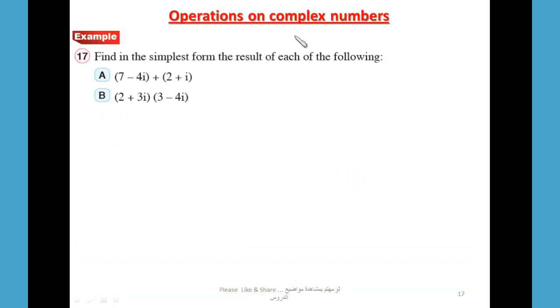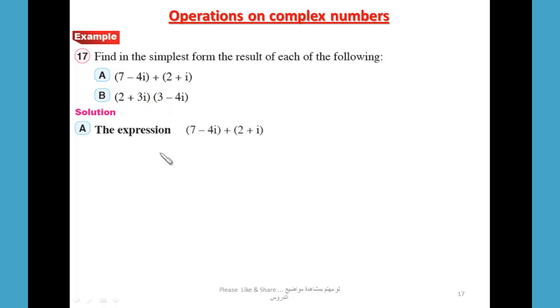Operation on complex numbers. Find in the simplest form the result of each of the following. A: 7 minus 4i plus 2 plus i. B: 2 plus 3i multiply 3 minus 4i. We have here the addition operation and the multiplication operation.